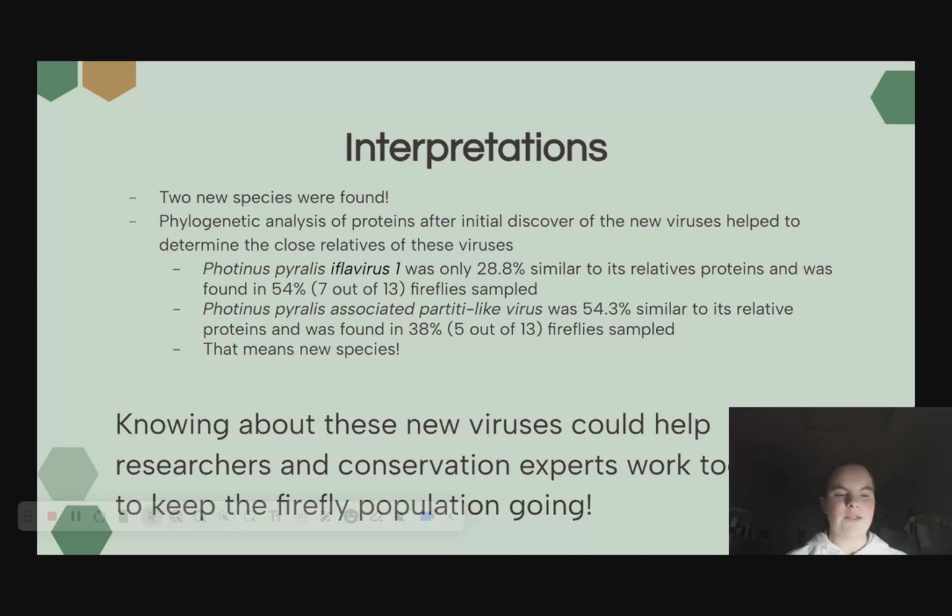For the Photinus pilaris associated partiti-like virus, it was 54.3% similar to its relative virus proteins and was found in 38%, or 5 out of 13, of the fireflies sampled. This gave researchers enough information to conclude that these new viruses were a new species. So knowing about these new viruses could actually help researchers and conservation experts work together to keep the firefly population going. Thank you, everyone.